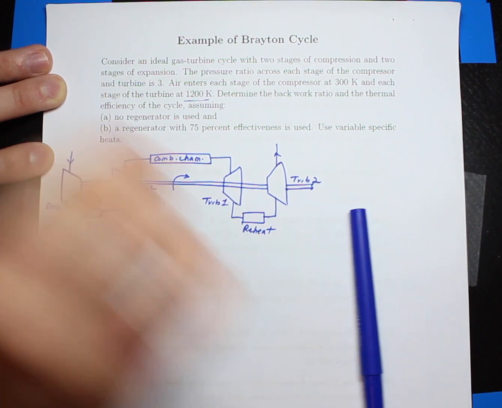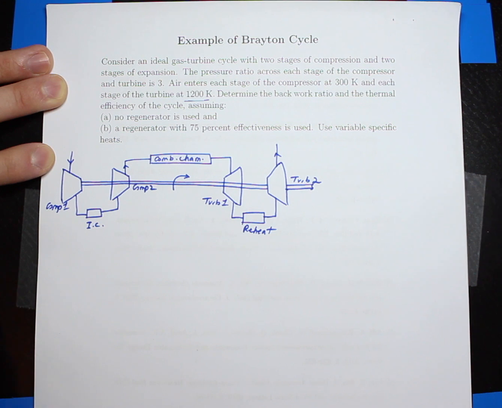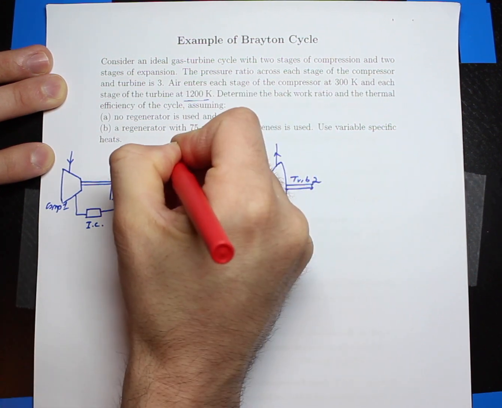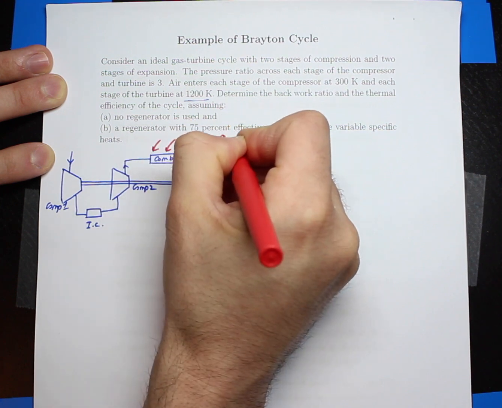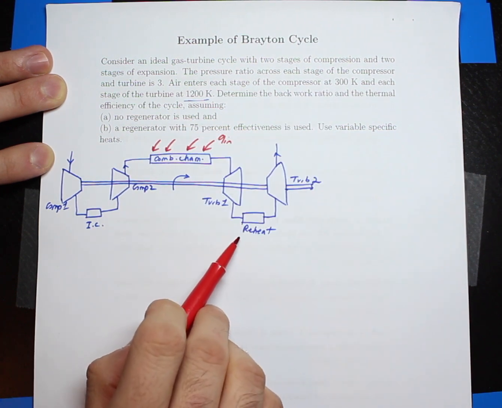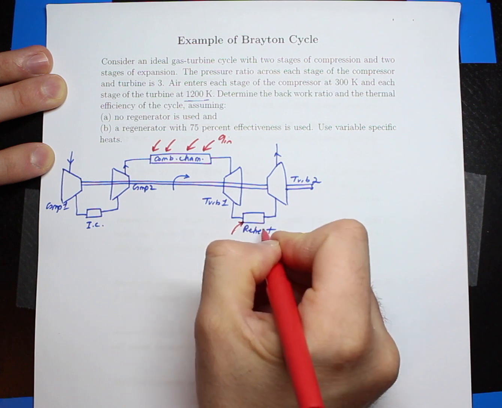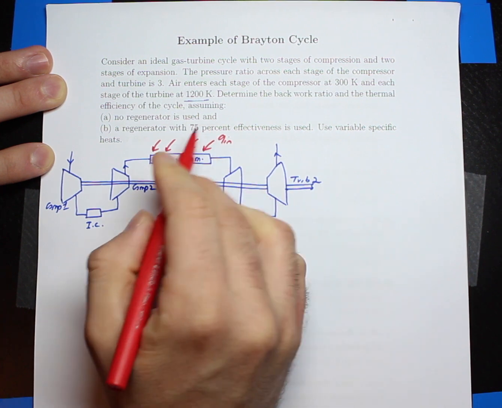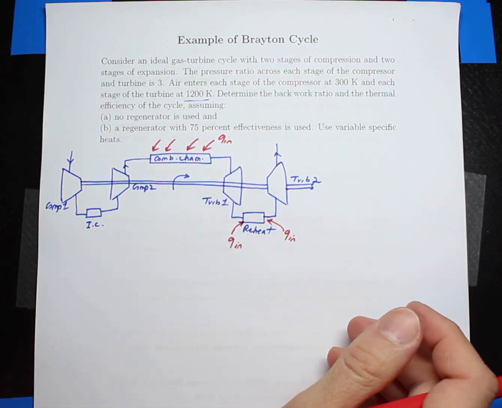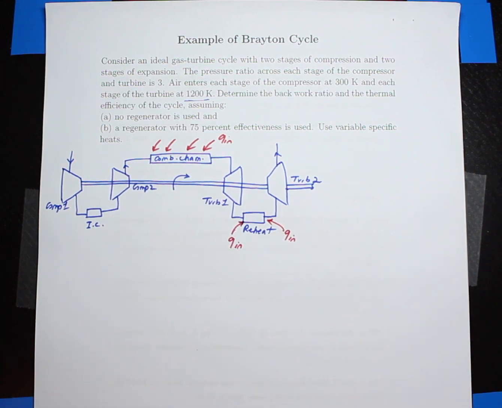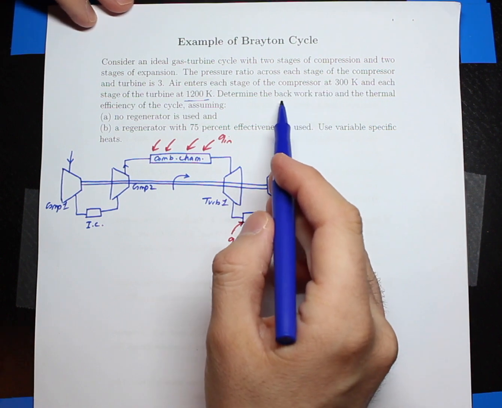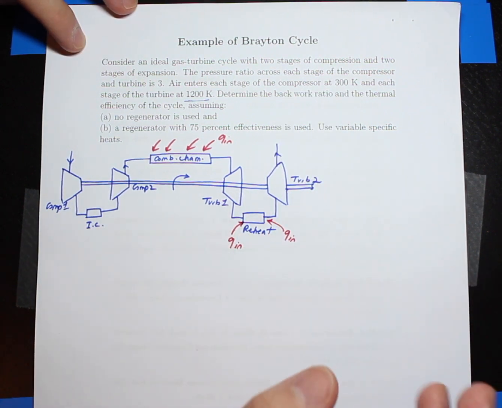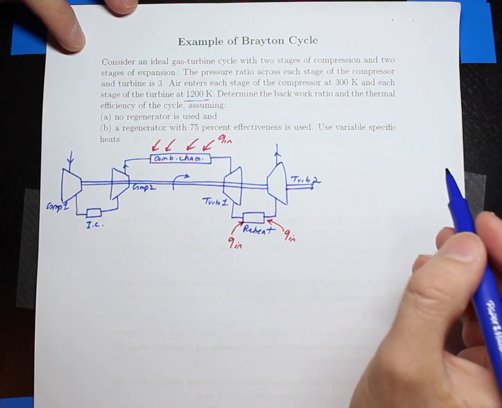Before solving the problem, let me show the heat addition in this process. The heat addition occurs within the combustion chamber as well as within the reheat. We want to be careful with this reheat because in the reheat we are also burning fuel. So here we have Q in and here we have Q in. In order to find the back work ratio, I need to find the compressor work as well as the turbine work.